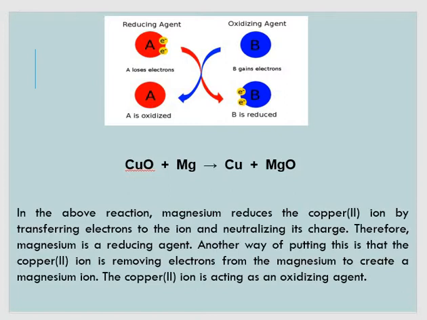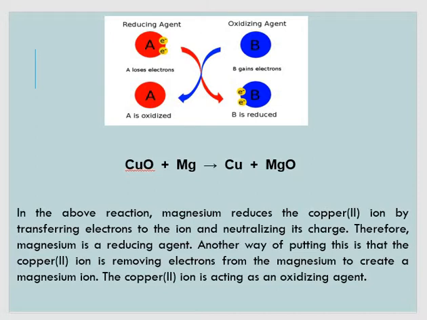Now let's see the definitions of oxidizing agent and reducing agent in terms of electron transfer. Reducing agents lose electrons whereas oxidizing agents gain electrons. In this example, copper oxide reacts with magnesium, giving copper and magnesium oxide. Here, magnesium loses electrons, so it is a reducing agent. Copper oxide gains electrons, so it is an oxidizing agent.